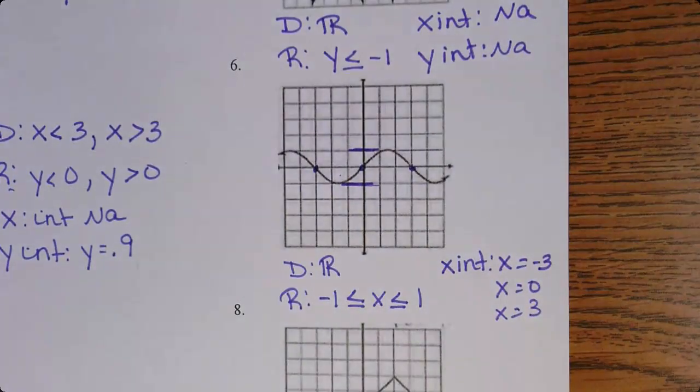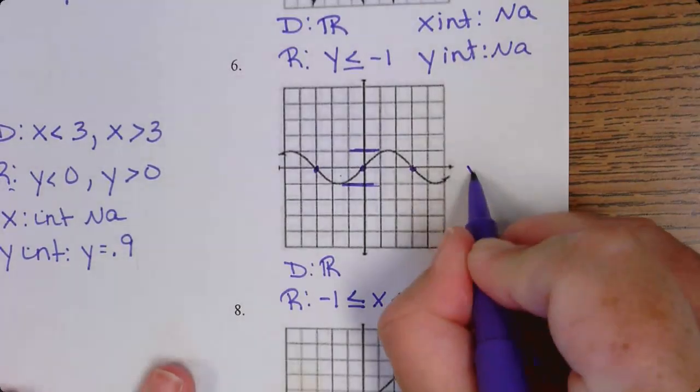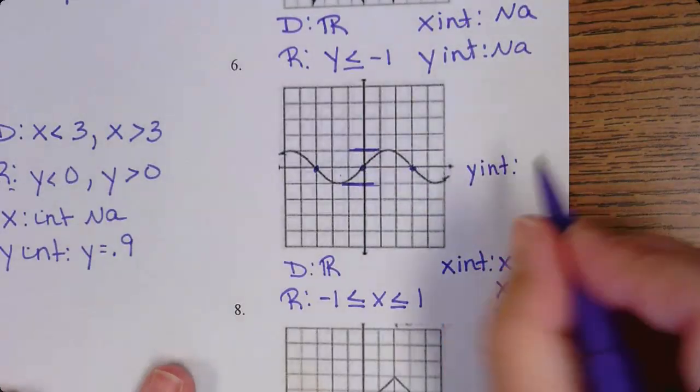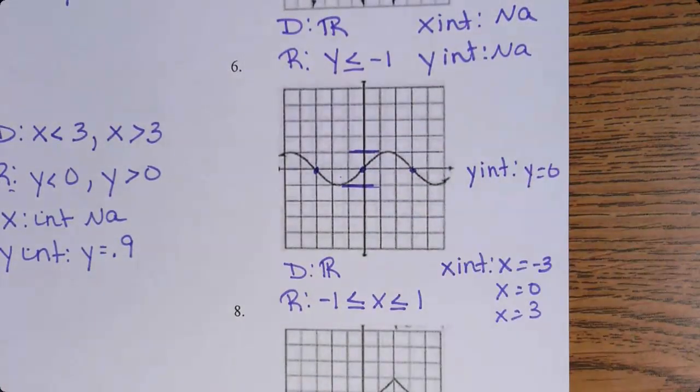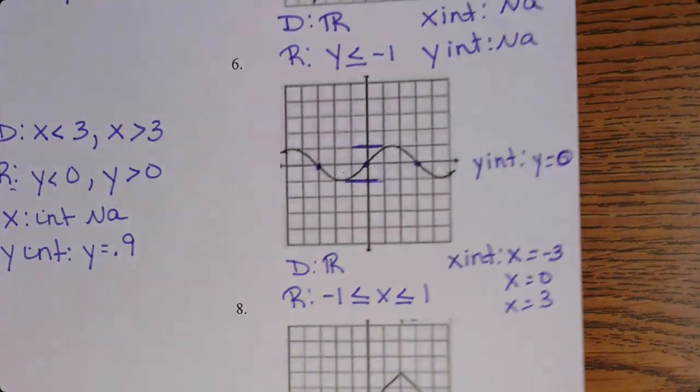Is it possible to have more than one? Absolutely. Okay, I'm going to put this right here. Y-intercept. Do I have a y-intercept? And the answer here is yes, at y equals 0. Oops, that looks like a 6. 0. Okay.